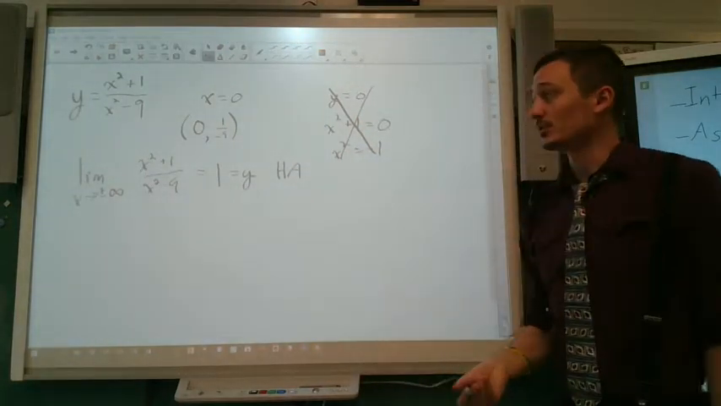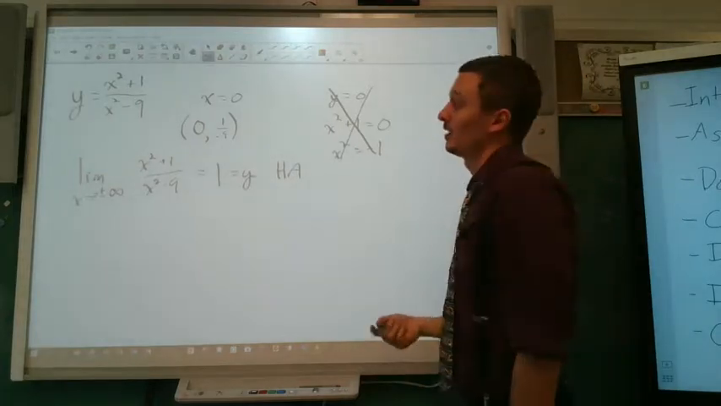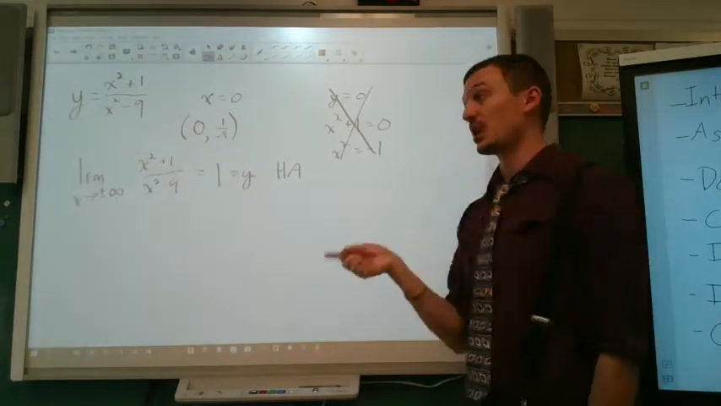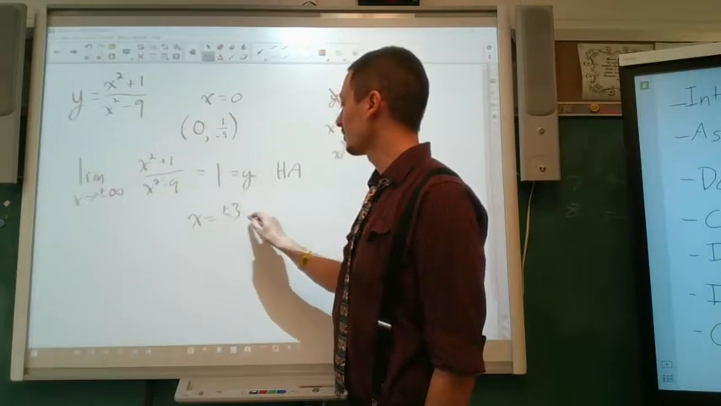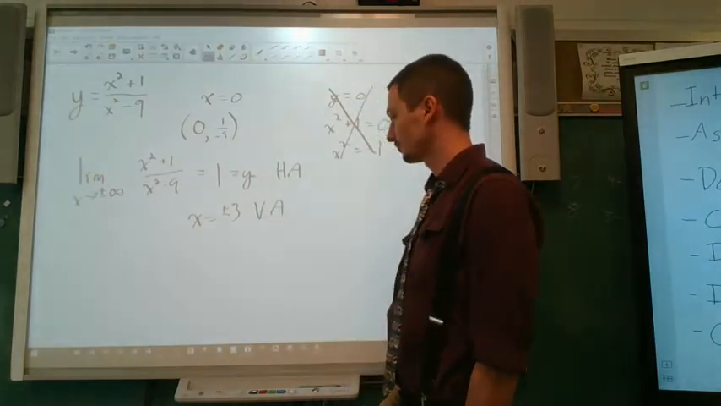Our vertical asymptote is whatever makes the denominator 0. In this case, that's two numbers, positive and negative 3. So when x equals positive or negative 3, we have a vertical asymptote.